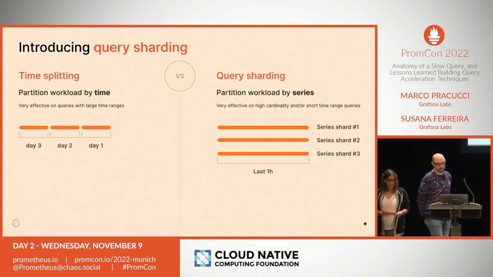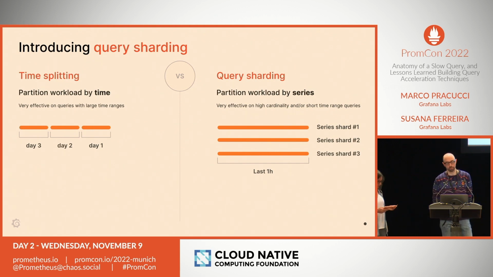Now, the techniques we've seen so far are all about partitioning the workload by the time dimension. But actually, there's another dimension we can partition on, which are the series. And that's basically the main idea behind query sharding, or I think in Thanos it's called vertical query sharding. The idea of query sharding is to partition your query by series.